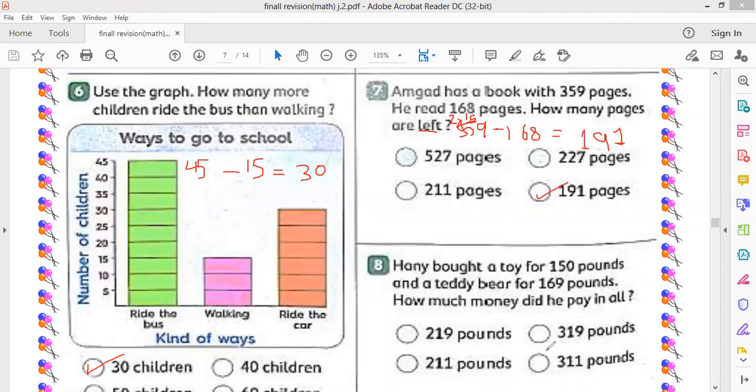Henny bought a toy for 150 pounds and a teddy bear for 169 pounds. How much money did he pay in all? In all means what? Plus. 150 plus 169. 0 plus 9, 9. 5 plus 6, 11. We write 1 and raise 1. 1 plus 1, 2, plus 1, 3. 319 pounds.